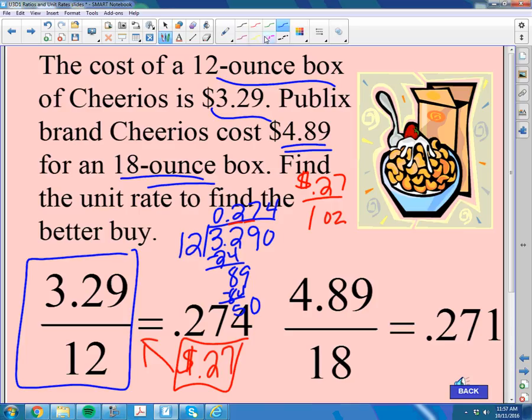Leilani: when you're dealing with money, you always round up? No, you do not. You only round up if you need to round up.